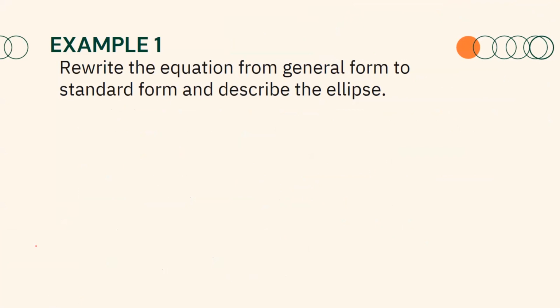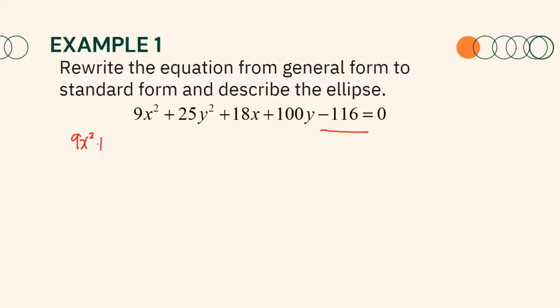Let us have an example. Rewrite the equation from general form to standard form and describe the ellipse. The first thing that we need to do is to write the equation in standard form. To do that, we need to first isolate the constant to the right side of the equation and group the terms according to their variables. Thus, we will have 9x² + 18x + 25y² + 100y = 116.